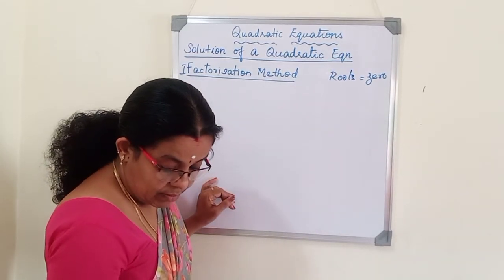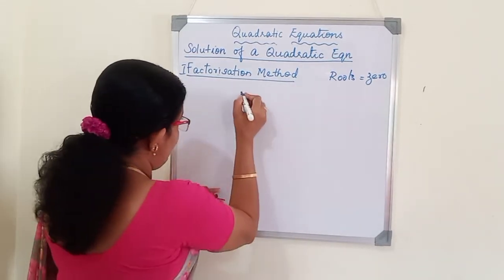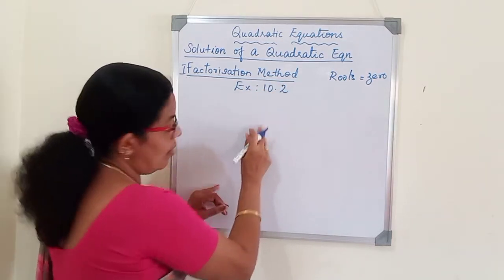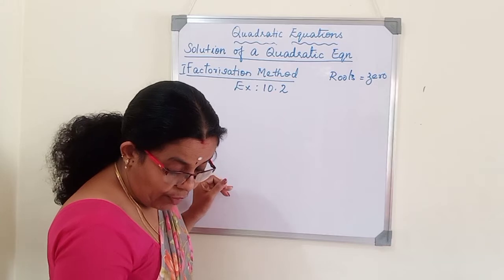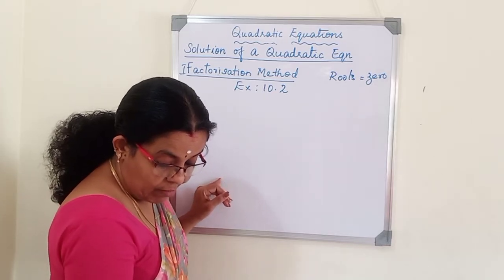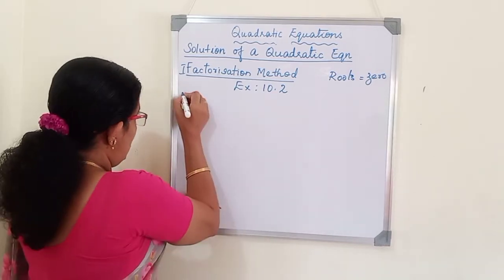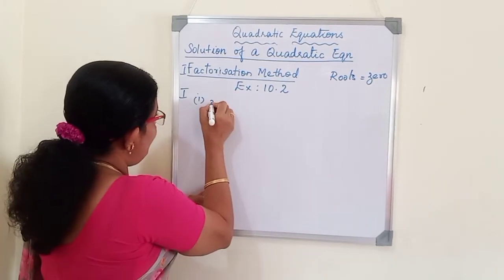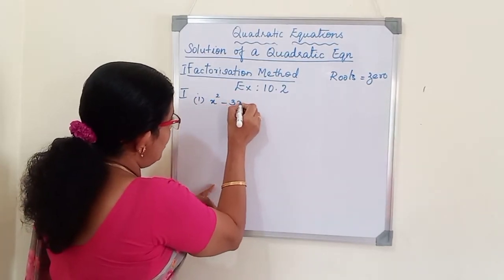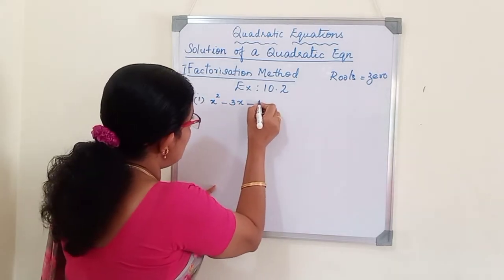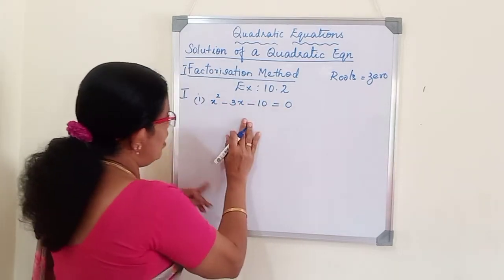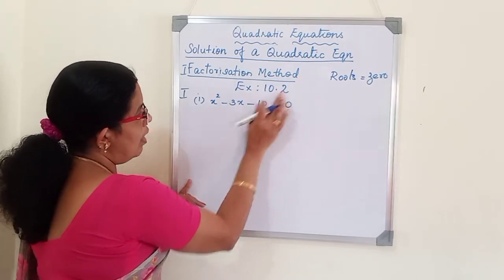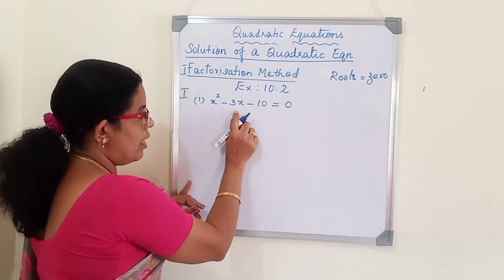So we'll start exercise 10.2. First question: find the roots of the following quadratic equations by factorization. In that, first question, x square minus 3x minus 10 is equal to 0. x square minus 3x minus 10 is a quadratic polynomial. How to factorize? You already had learned.